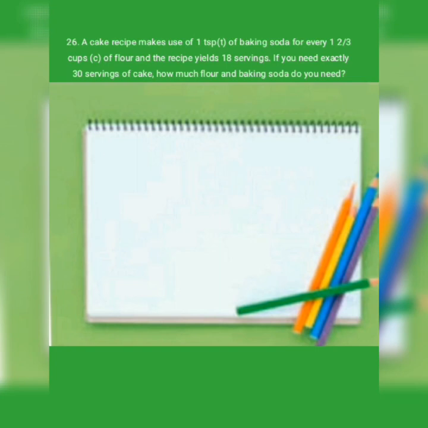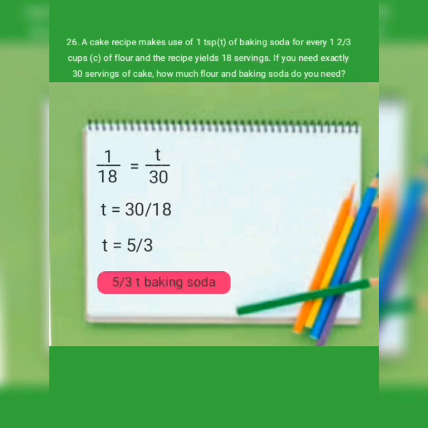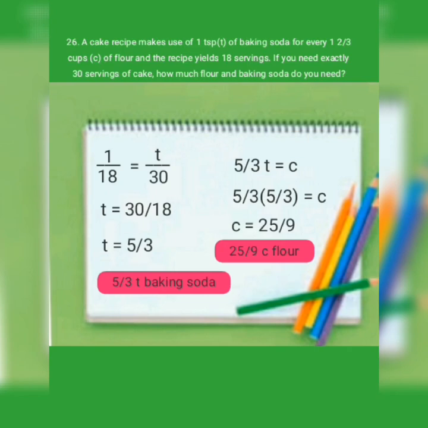That will be 1 is to 18 is equal to T is to 30. So T is equal to 30 over 18 or 5/3. Therefore, 5/3 teaspoon of baking soda is needed to have 30 servings of cake. While for the cake flour, we have 5/3 T. So 5/3 times 5/3 is equal to 25 over 9. Therefore, 25 over 9 cups of flour is needed to have 30 servings of cake.